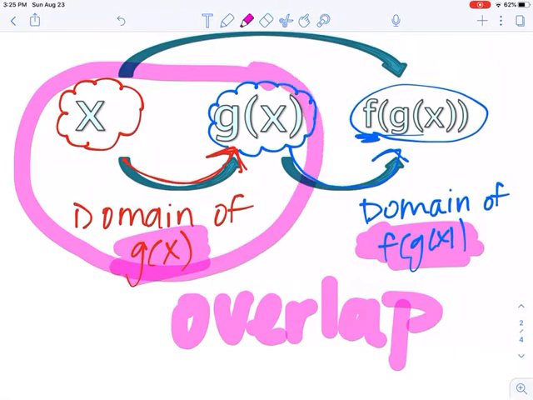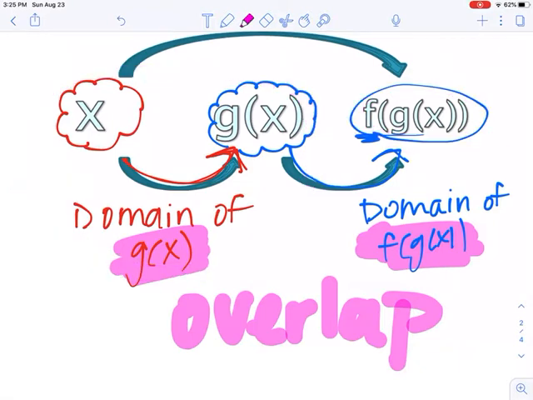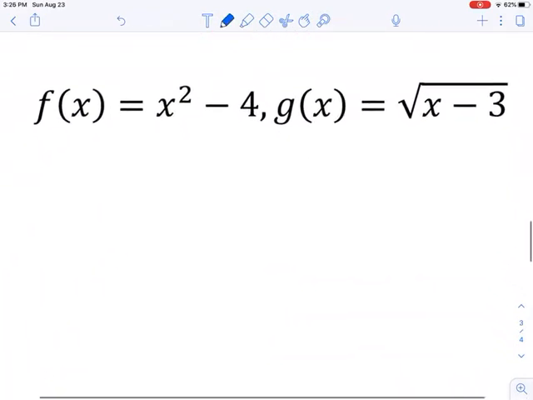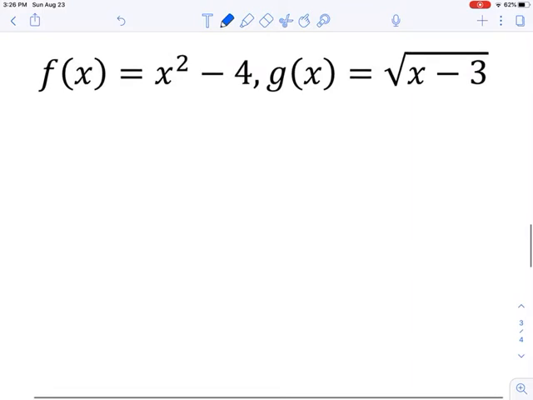Okay. Basically, we need to think about, are there going to be any restrictions for the domain of G? Because those will affect our final domain for our composition. All right, what do I mean by that? Let's go ahead and do an example so I can show you.